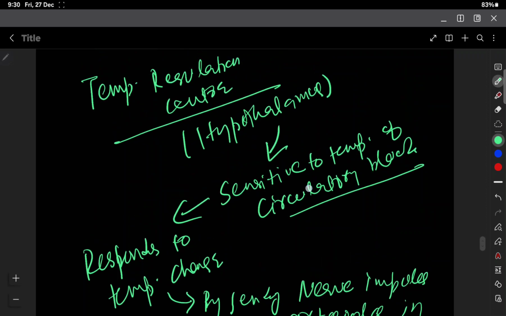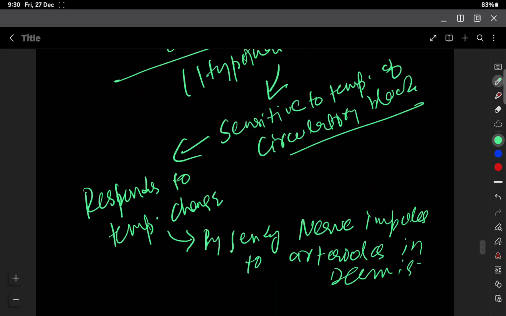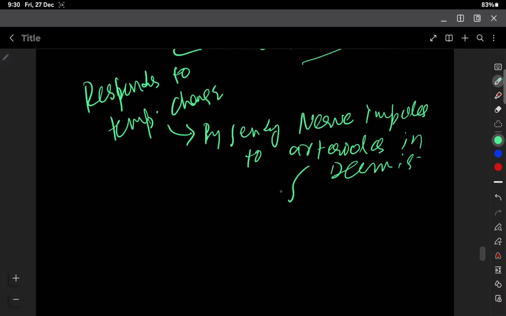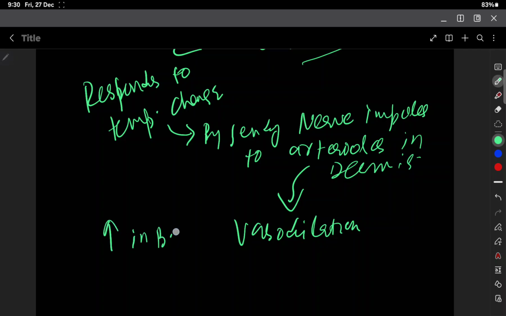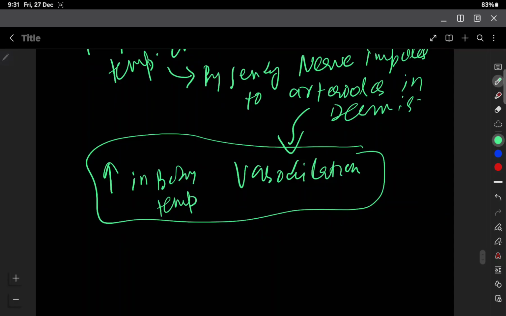So the hypothalamus is the temperature regulation center. It is sensitive to the temperature of circulatory blood. If there is any change in the temperature of the circulatory blood, it will respond by sending nerve impulses to the arterioles present in the dermis. Now what will these arterioles do? They can do vasodilation. If body temperature increases, there will be vasodilation.